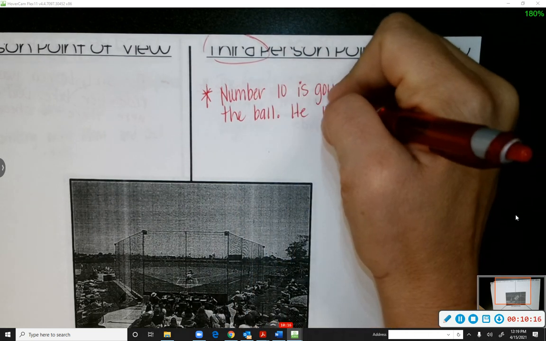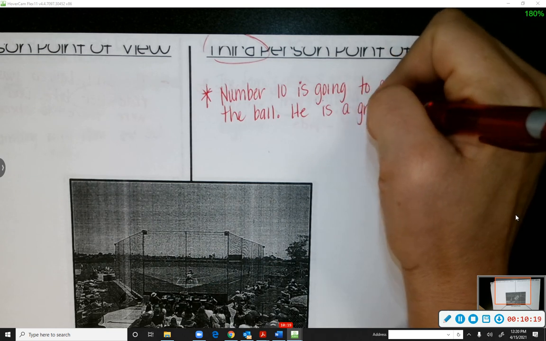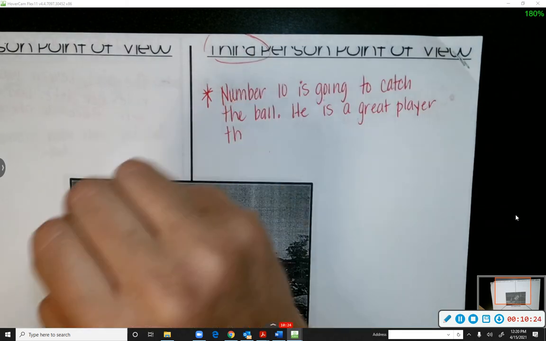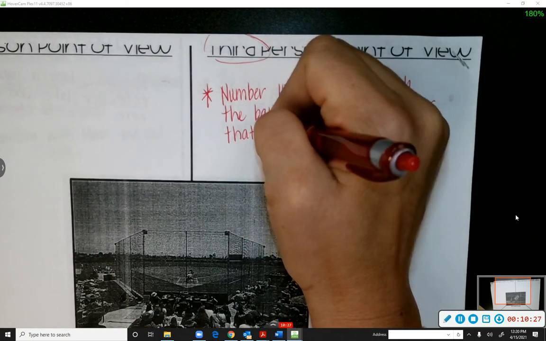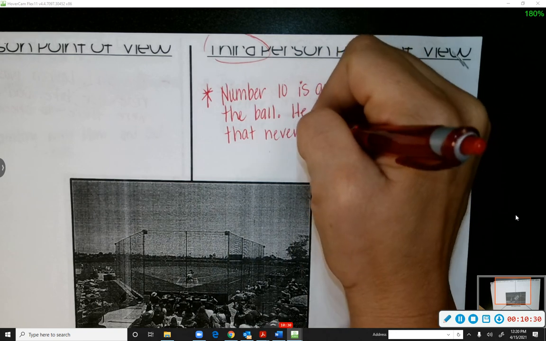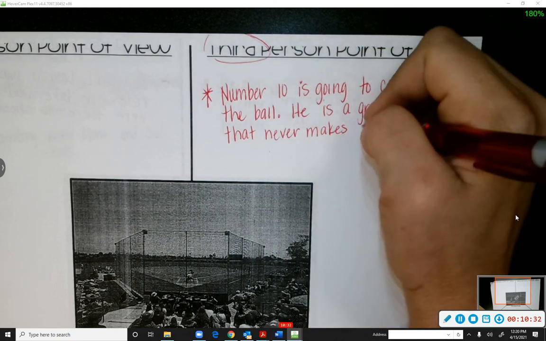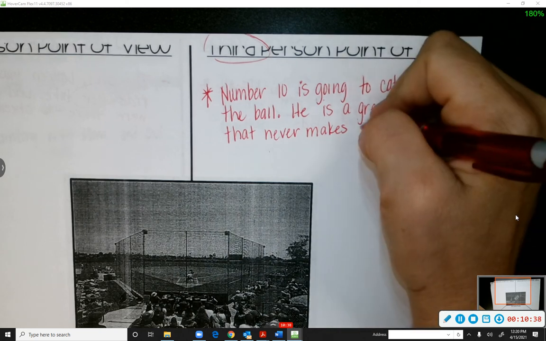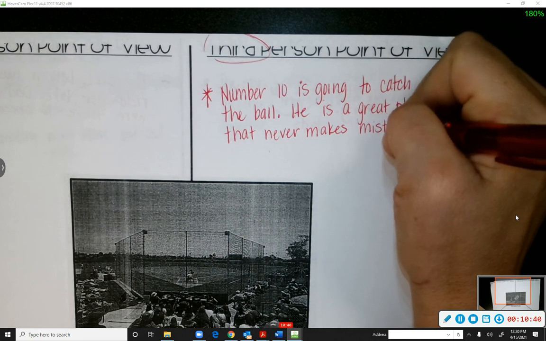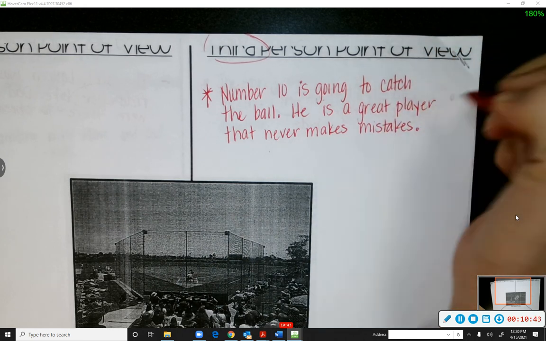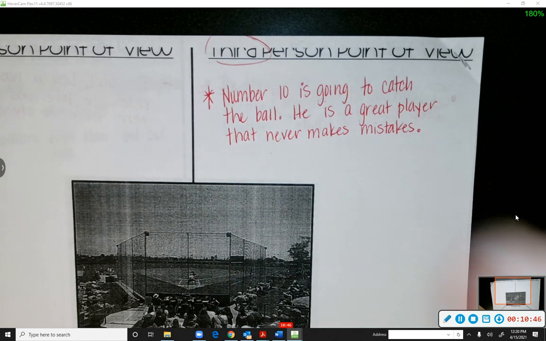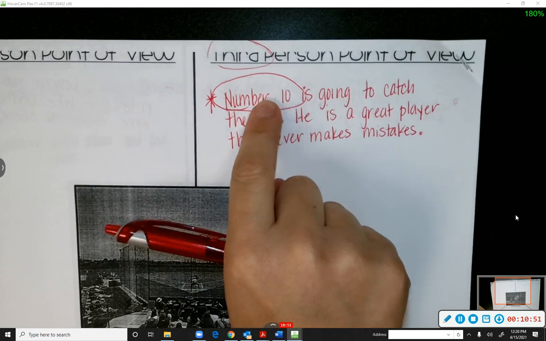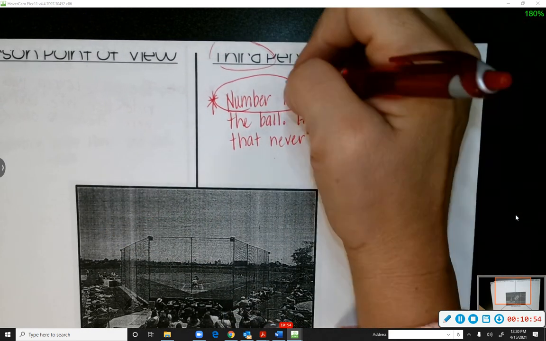He is a great player that never makes mistakes. So you're the narrator talking about the game from the outside perspective. Okay, so now do we see the difference between first and third person? This one you may see the character, which in this case we didn't have a name, we just called him number 10. So you're going to see the character's name.